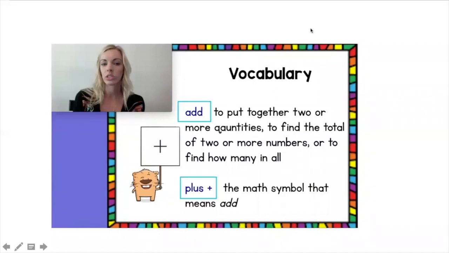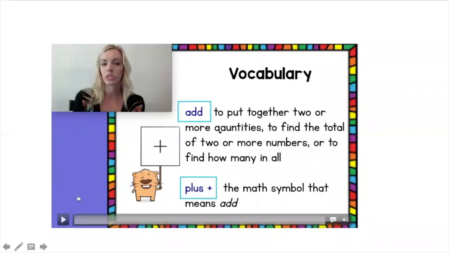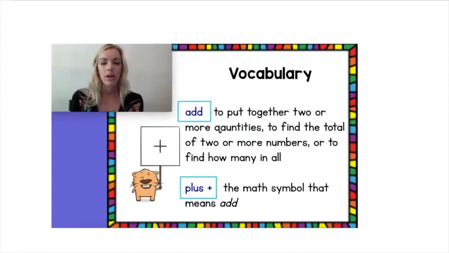All right, boys and girls, we're going to listen to Miss Winkle as she goes over some vocabulary. In today's lesson, again, this should all be review, but to get us thinking about the type of math language that we should be using, let's review that now.